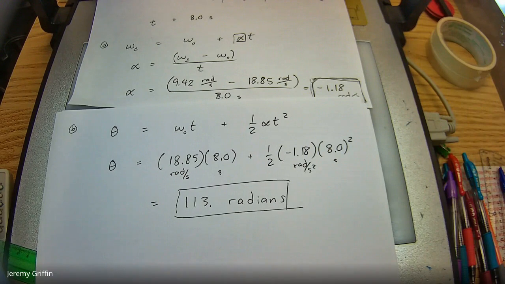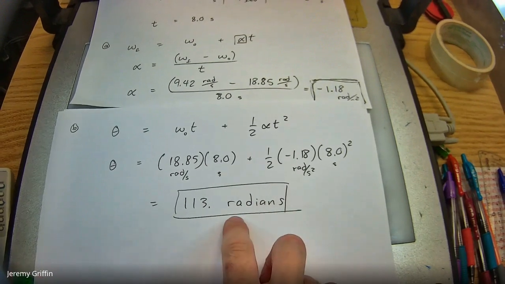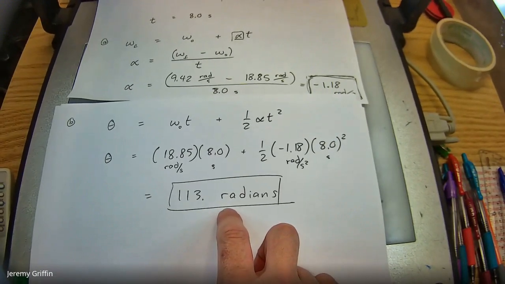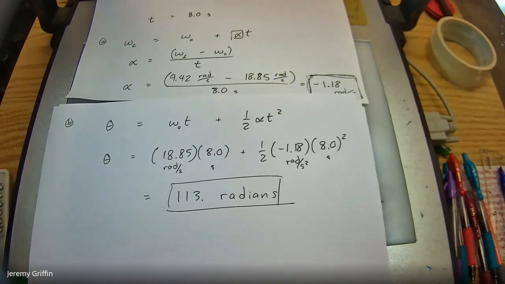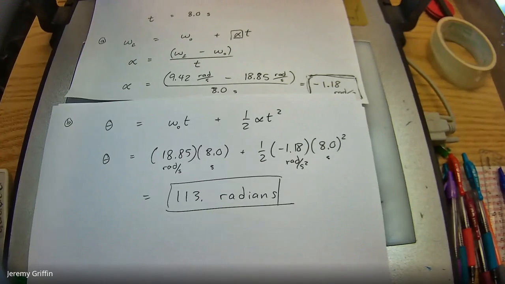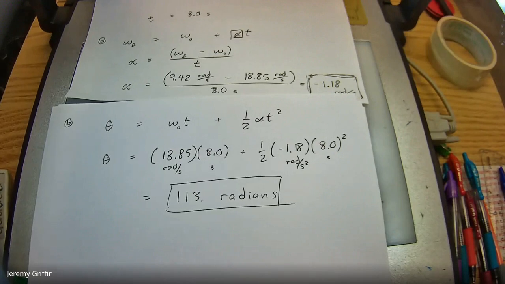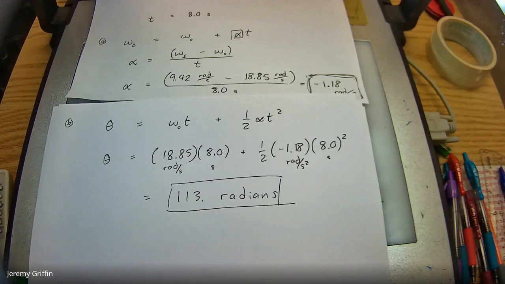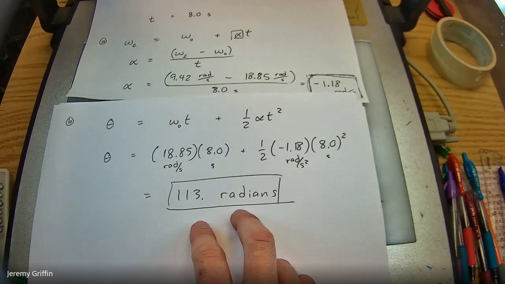Okay, so that's all the book asks, but I have my own extended questions. Who can tell me how many complete revolutions this is equivalent to? How many revolutions is that? How many full turns did that just make? You just divide by 2 pi? Yep, that's it. So like 18? Yeah, that's what I'm getting.